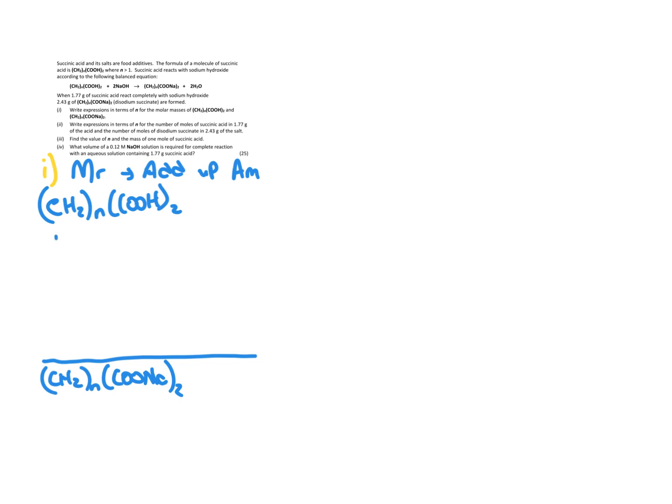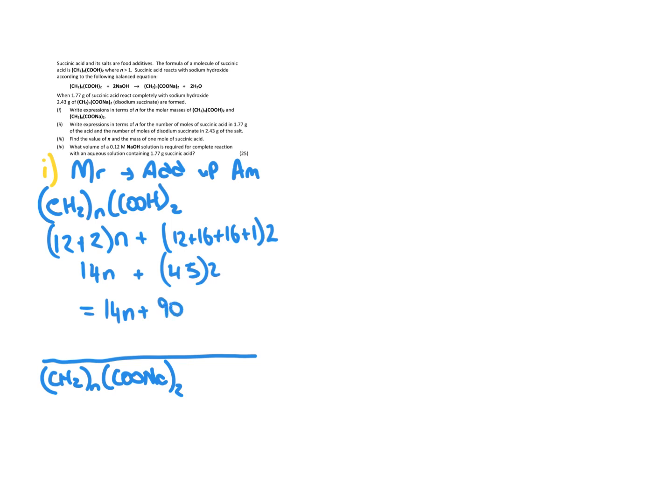So we can see here that we have our CH2. So that would be 12 plus 2 multiplied by N, plus our 12 plus 16 plus 16 plus 1 times 2. So there's all my atomic masses. And when I do that out, I get 14 times N plus 45 times 2, which gives me a final answer of 14N plus 90. So that is my expression for the molar mass of the succinic acid.